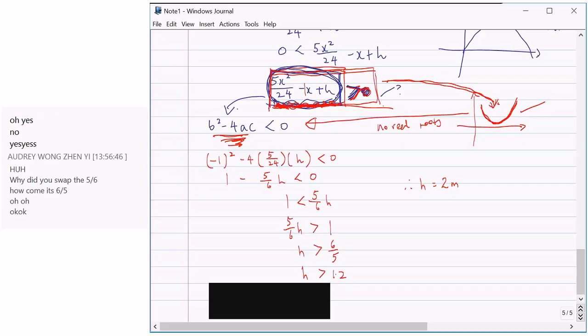Okay? So h can be 2, h can be 4, h can be 10, h can be 100. Actually, you can take any value as long as it's above 1.2. But because the question asks for the smallest integer value, so you go 2.